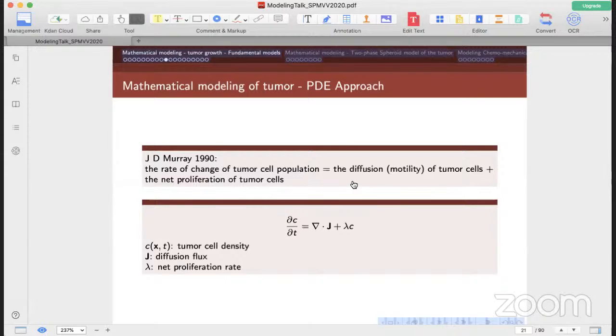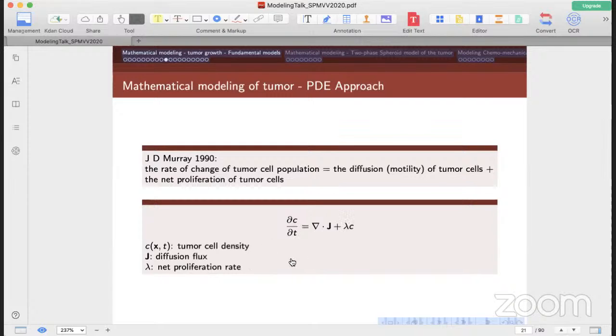When I say proliferation, it is due to the kinematic dynamics. That means some external, hidden process is driving the proliferation and diffusion. So this is due to J.D. Murray. The nice book by J.D. Murray, Mathematical Biology; those who are interested can go through it. Here C denotes the tumor cell density. For the first time, we are bringing spatial information. J is the diffusion flux and lambda is the net proliferation rate.